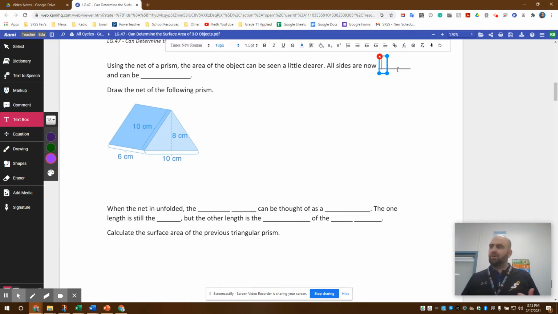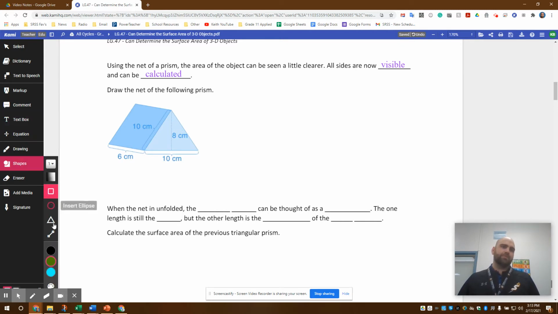seen a little bit clearer. All sides are visible and can be calculated, or at least we can kind of see what it looks like. Okay. We're going to do that the same with this triangular based prism. We're going to draw out the triangular based prism and then find the area in a little bit.